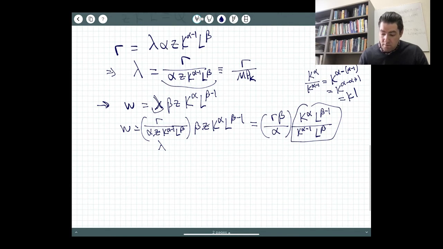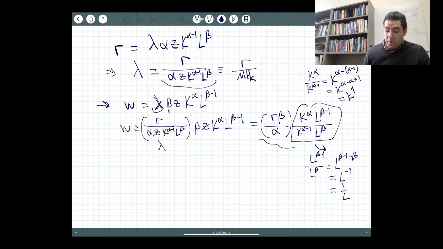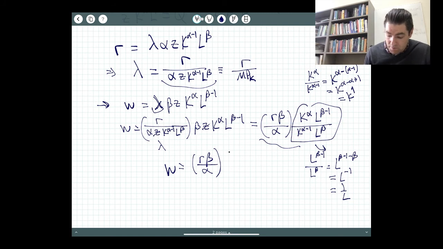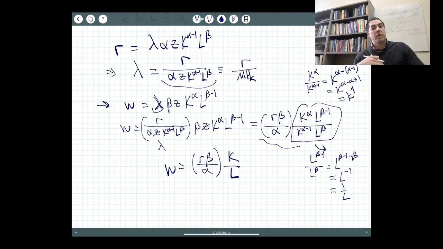When we take the L to the beta part, L to the beta minus 1, L to the beta minus 1 minus beta, which is L to the minus 1, which is 1 over L. So when I simplify that, I now have W is equal to R beta over alpha, K over L. And notice that's exactly the same thing that we had before, right?